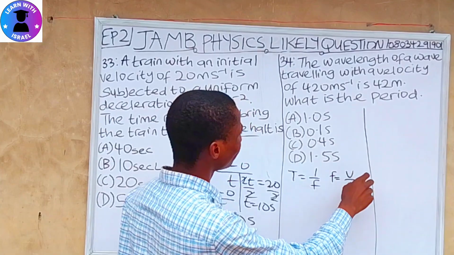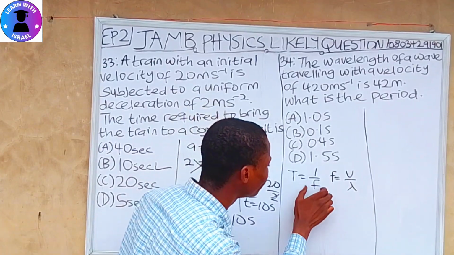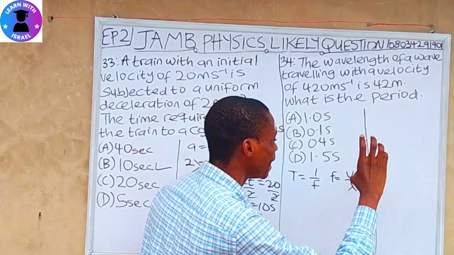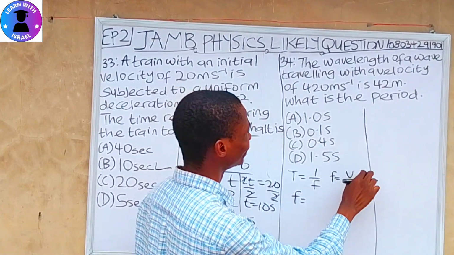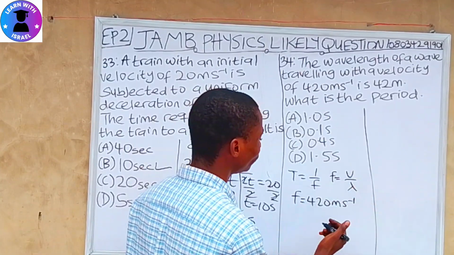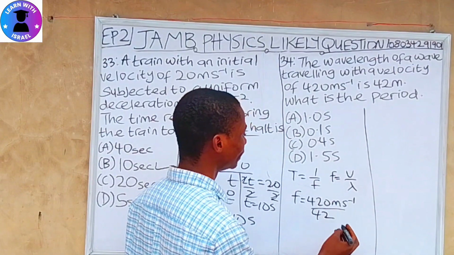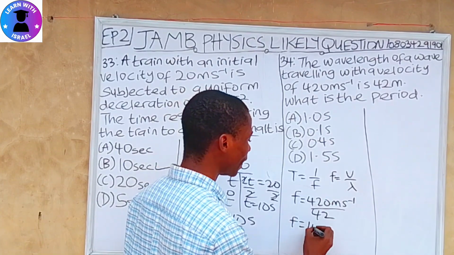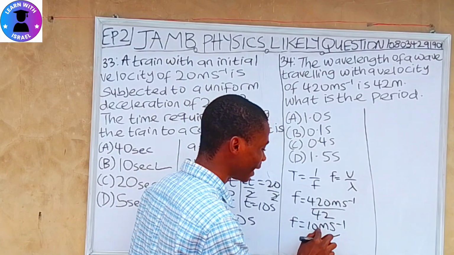So let's solve. We are looking for our period, but we don't know our frequency. So we have to first get our frequency by using this formula. Our v, which is our velocity, is 420 meters per second, divided by our wavelength, which is 42 meters. So guys, let's divide it. 420 divided by 42 will give us 10. You can check your calculator to confirm that, but it is wrong to leave it at 10 meters per second. Do you know why?